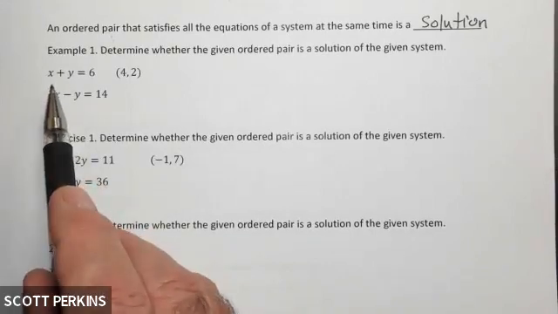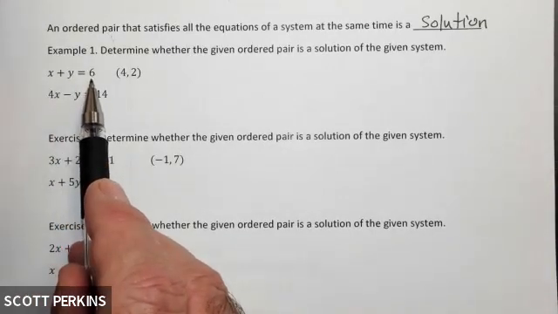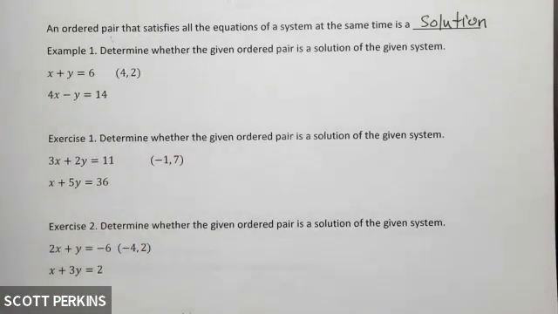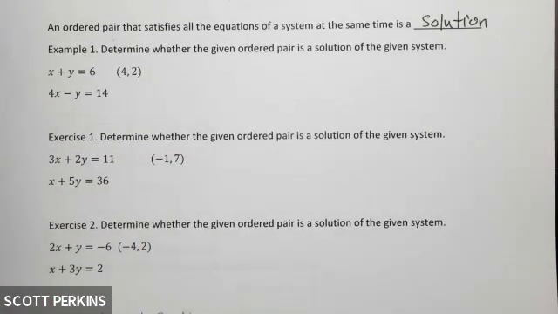We've got 2x plus y is 6 as the first equation. 4x minus y is 14 is the second equation. And our first exercise is nice and simple, just to determine if the ordered pair is indeed a solution. And the reason I ask this question, and the reason I'll put one of these on the test, is just so that you remember that it has to satisfy both equations. If it satisfies one and not the other, it's not a solution to the system.